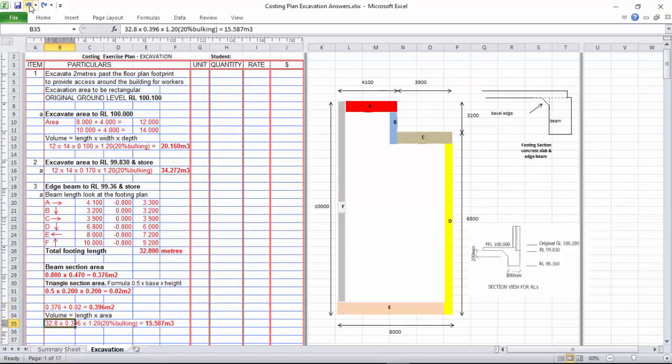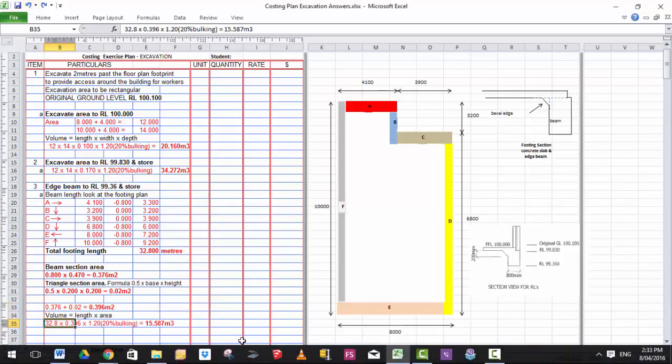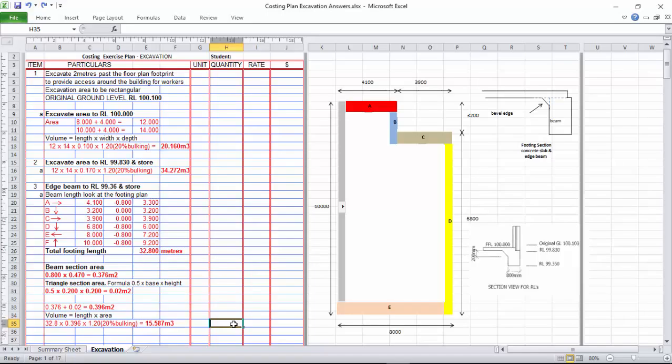Okay, then we have to calculate the volume of that beam. So we've got a length here of 32.8. We've got a sectional size of 0.396, and then we've got the bulking factor of 20%, which is shown as 1.2, and that gives us 15.587 meters cubed.